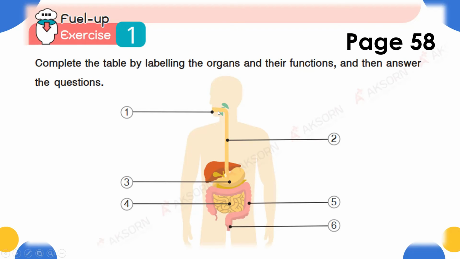Let's start from here. How do you call this one? The first organ. If you said mouth, then you are correct. M-O-U-T-H, mouth. What about the second organ, where the food passes? How do you call this one? If you say esophagus, then you're correct. Esophagus is spelled E-S-O-P-H-A-G-U-S.